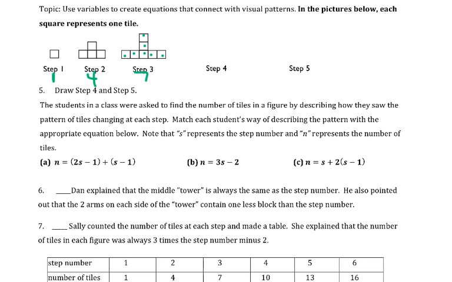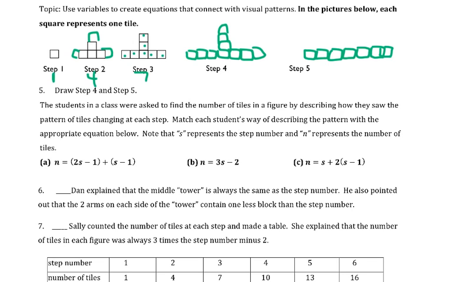Okay, well what's happening here? Well, it looks like we're basically adding on 1 tile on each, right? So I'd have 1, 2, 3, then that middle one, 1, 2, 3, and from that middle one, 3 more. So step 5, I'd have 1, 2, 3, 4, then the middle one, 1, 2, 3, 4, and then 1, 2, 3, 4. Okay, so step 4 and 5.